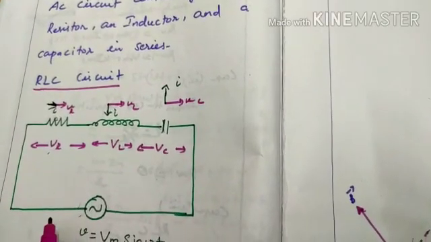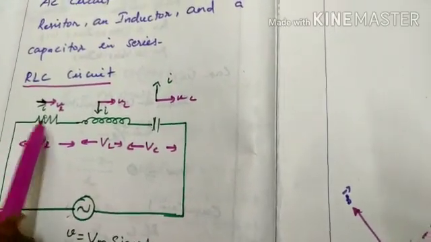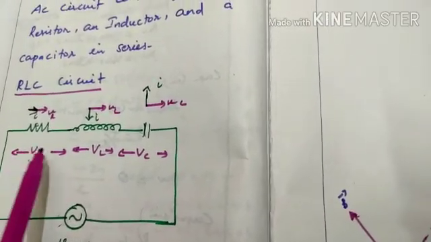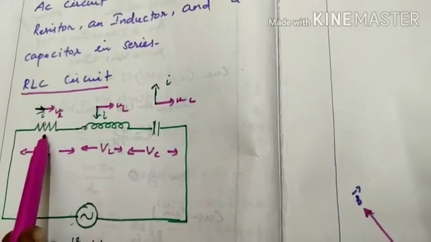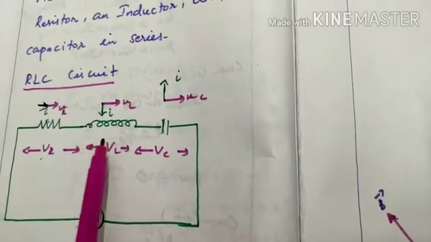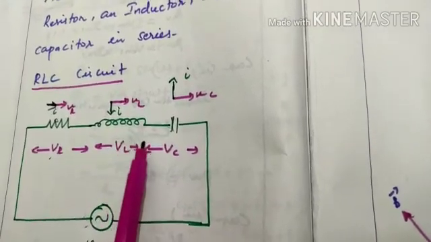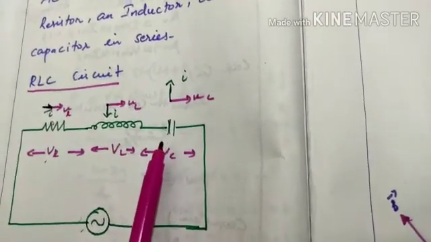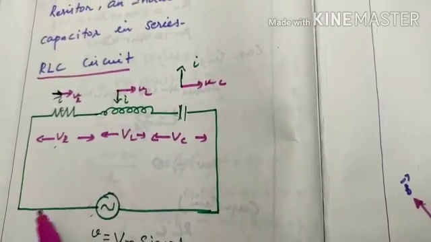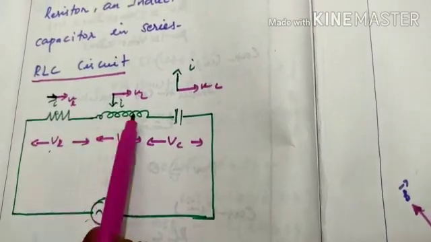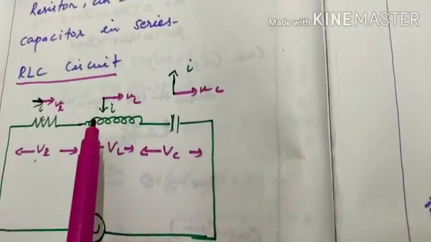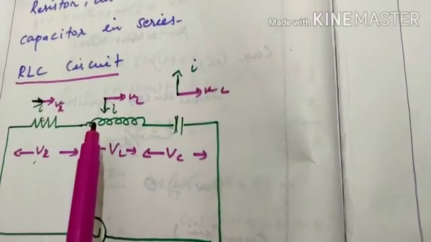When the applied voltage is allowed to pass through the circuit, the voltage becomes VR when it passes through the resistance, VL when it enters the inductor, and VC when it passes through the capacitor. When the voltage is passed through these loads, a current is developed, and the resulting current of the circuit is I.